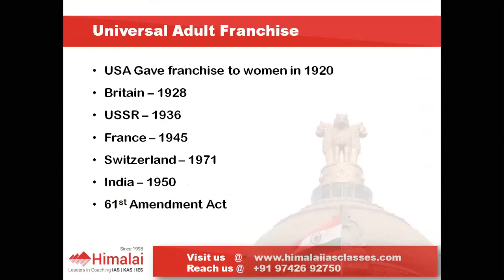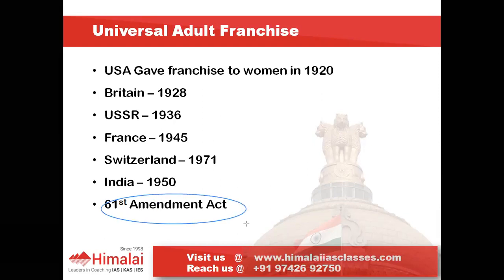Okay, universal adult franchise. That is another feature of our constitution. So I just mentioned here why it is unique for our constitution. Universal adult franchise stands for giving voting rights to all the people above a certain age. So in the beginning, any person in India who attained the age of 21 years was allowed to vote. By the 61st Amendment Act, we have reduced this voting age to 18 years.